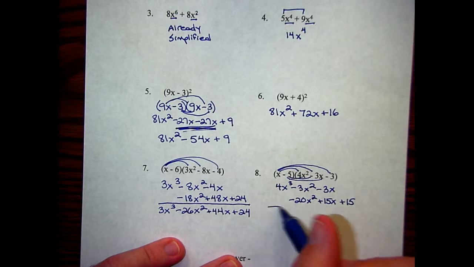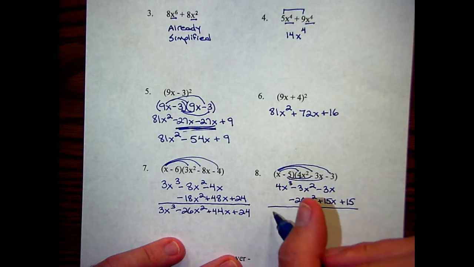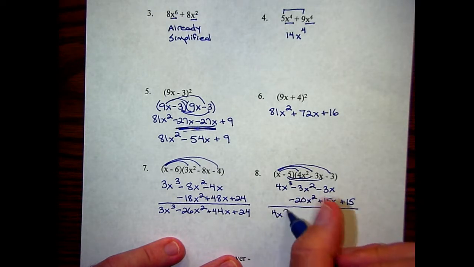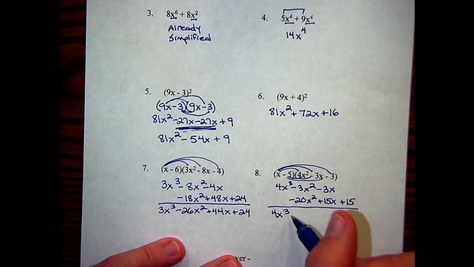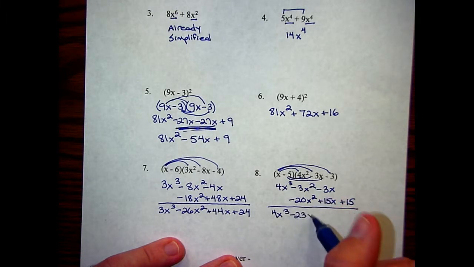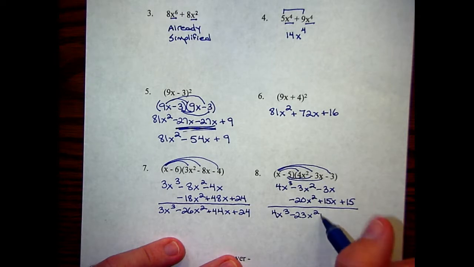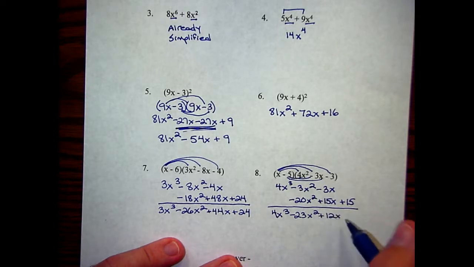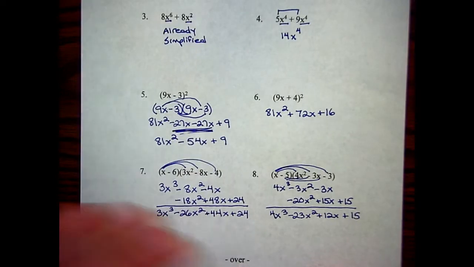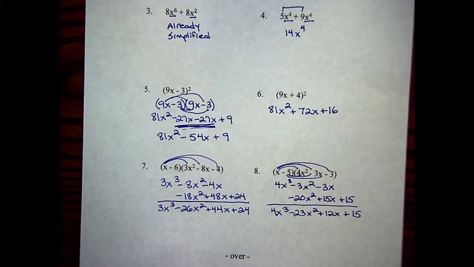Again, we're going to add our columns together, and we have 4x to the third minus 23x squared plus 12x plus 15. So that will be for the front side of this sample test. And now we're over to the back side, which is factoring.